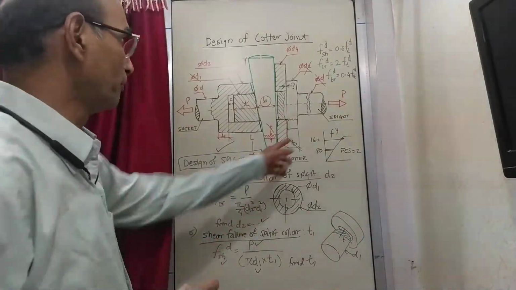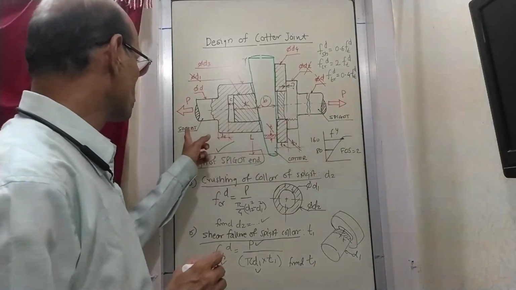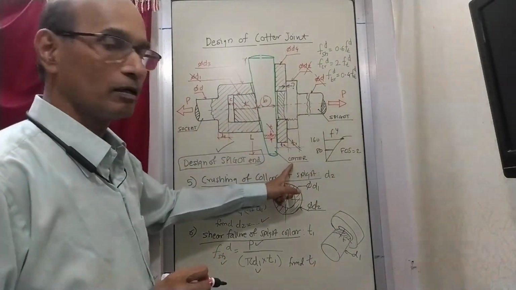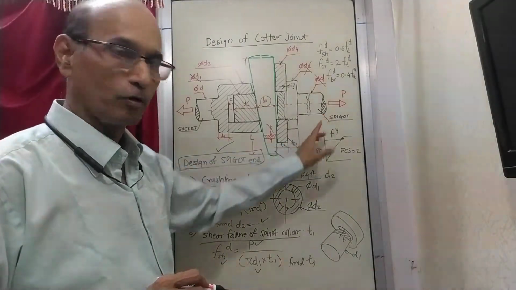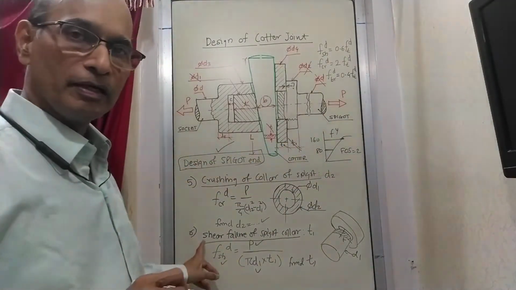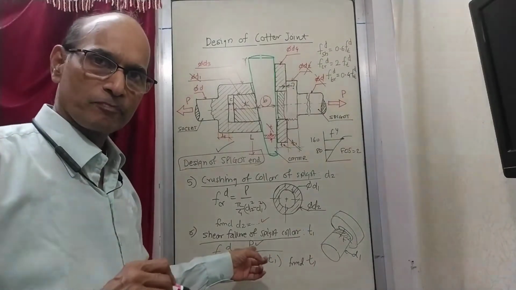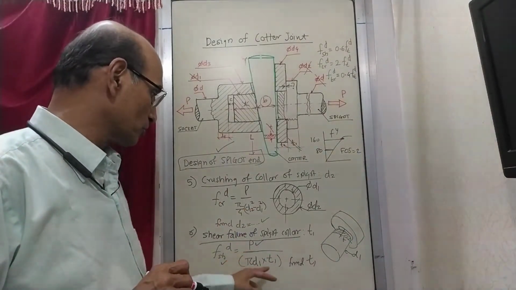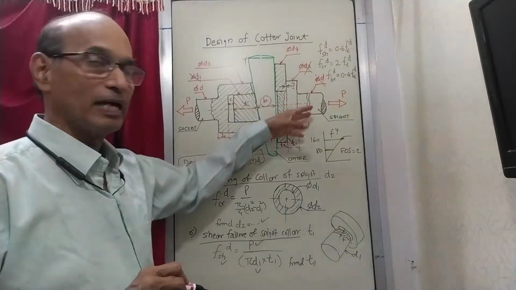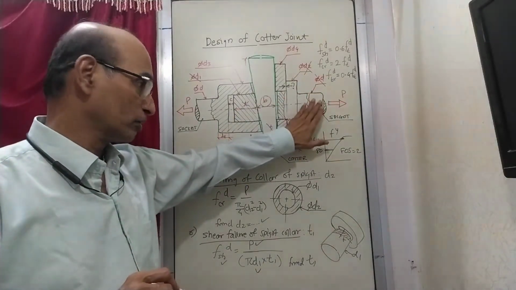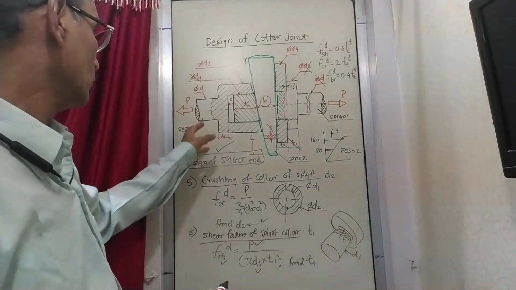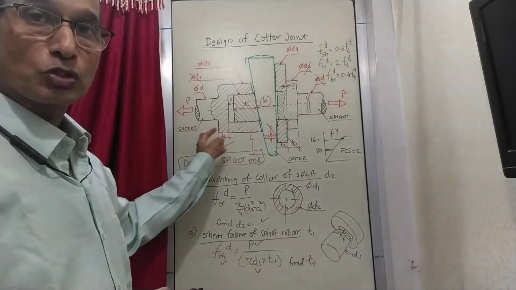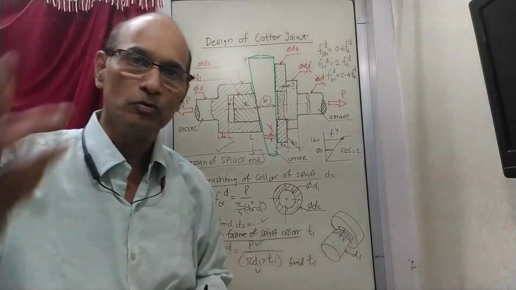So out of the three parts, spigot, socket and cotter, the design of the spigot is complete. We have written 6 different equations, and by using these equations we have found out the different dimensions for the spigot. Okay, so next we are going to learn the design of the socket, but that we'll do in the next part.